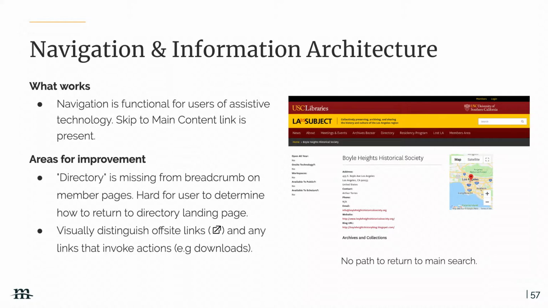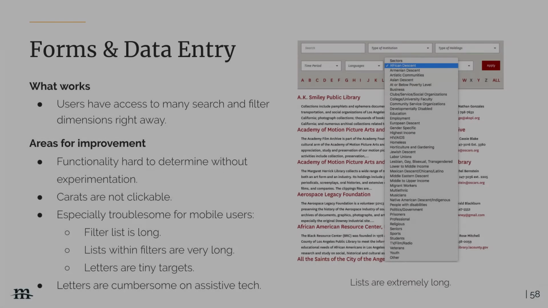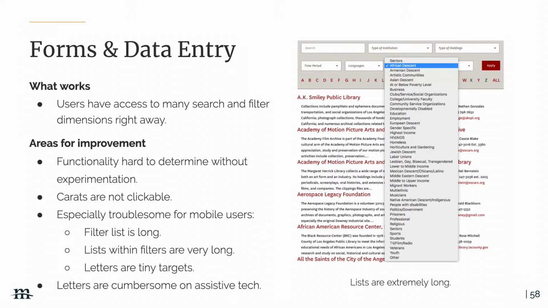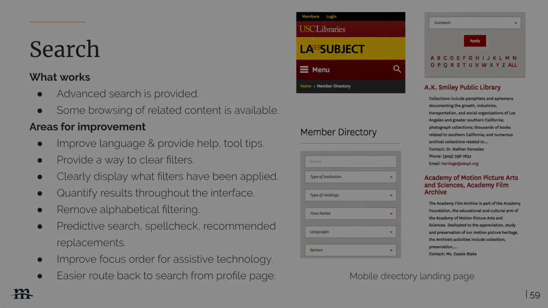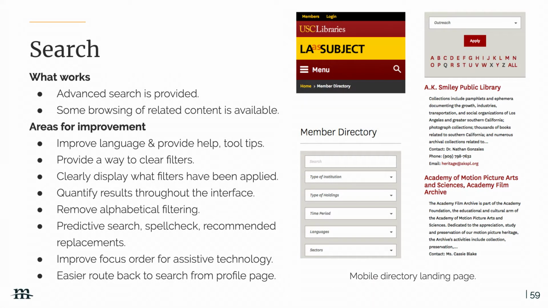So this slide is for the navigation information architecture category, so we include what works. An example from that is that the navigation was functional for users of assistive technology when we did a light accessibility review. As another example, under forms and data entry, we showed a visual of the lengthy drop-down menu, noting that it was especially overwhelming for mobile users. For search, we highlighted several areas for improvement, including suggesting that users be provided with a way to clear filters, that predictive search functionality be brought in, and that the alphabetical filters be removed.